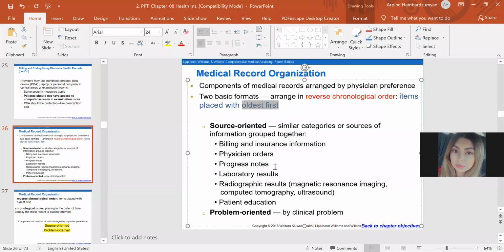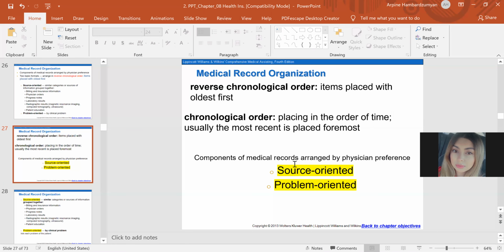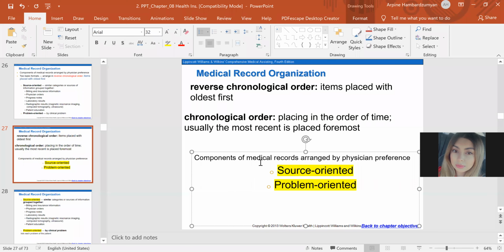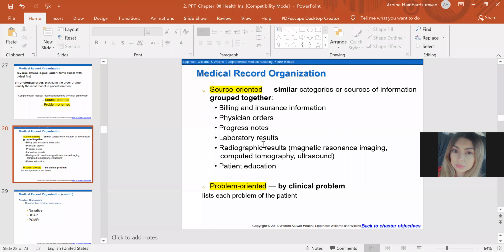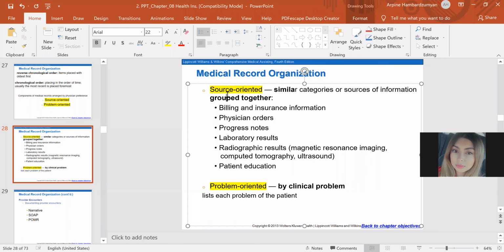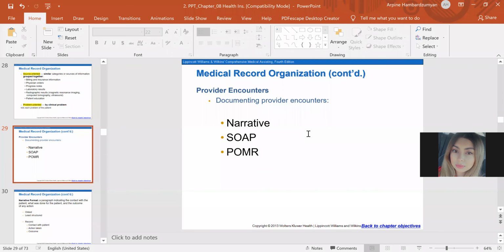We have source-oriented and problem-oriented records. It depends on how you organize the papers, maybe by insurance or maybe by disease, and so on. It depends on the office. Source-oriented is similar: physician order, progress note. I don't want to go deep into it so I don't confuse you.